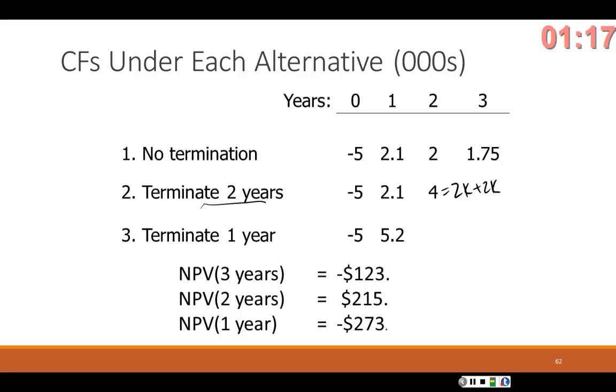If you terminate after 1 year, you've spent $5,000 on the asset, you've received $2,100 from operations, and you've received $3,100 in asset salvage value. That's $2,100 plus $3,100. And the net present value of that is a negative $123. So this project is only acceptable if it's operated for 2 years. A project's physical life is not always equal to its economic life.